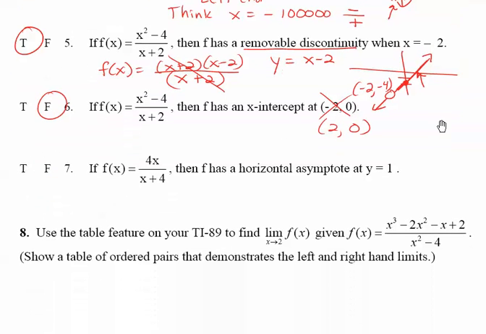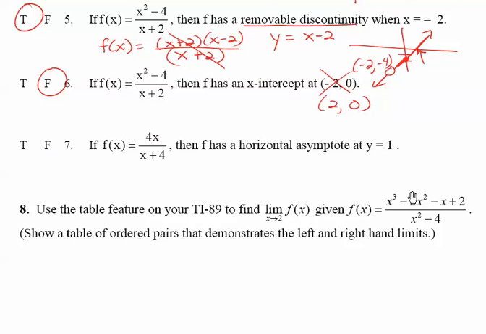And for number 7, a horizontal asymptote, the degree of the numerator and denominator are equal, so our horizontal asymptote would be the ratio of the leading coefficients. So it would be at 4/1, so 7 is also false.